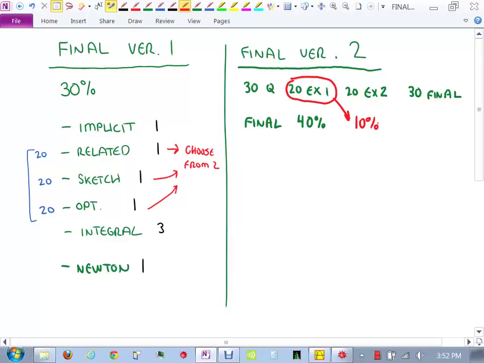Now, version 2 is going to be different because version 2 can include anything. It'll be this with material from exam 1 and exam 2 also. So now, I mean, the weights are all different.